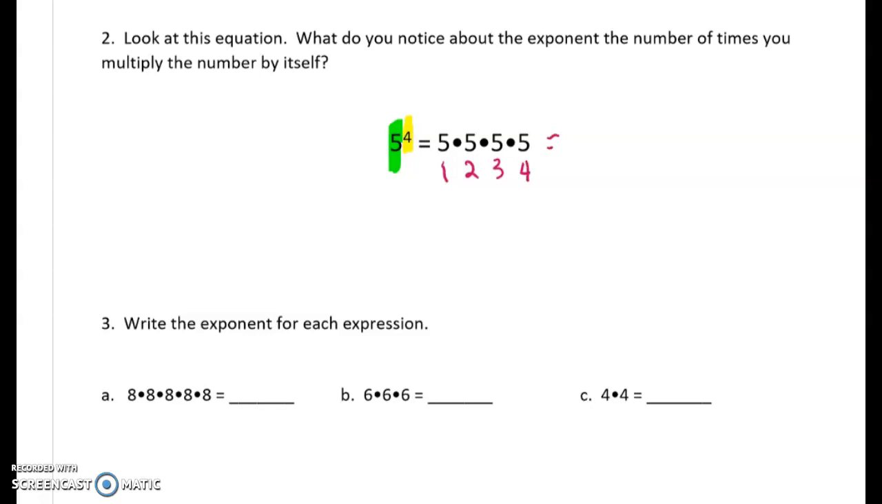And when I do that in my calculator, I want you guys to do 5 times 5 times 5 times 5, and that gives you 625. It does not give you 20, which would be 5 times 4. Okay, so we're trying to get away from that.